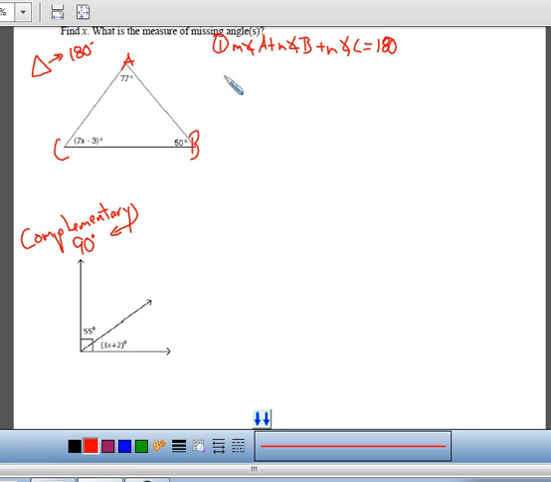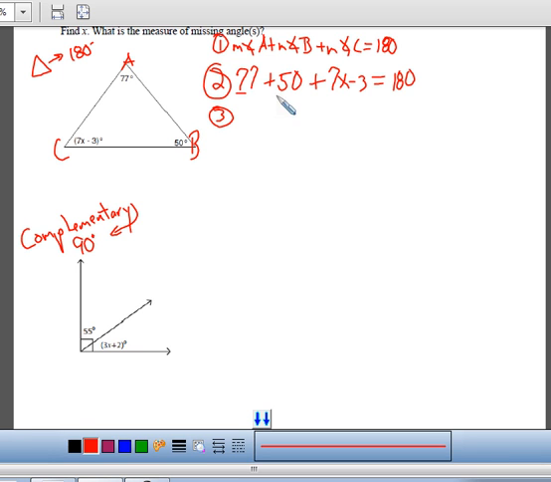And yes, as you become a master at this, you can skip the first step and go right to step 2 where you're plugging in the numbers. 77 plus 50 plus, and inside parentheses I have 7x minus 3. Now there's no numbers outside the parentheses, so I can actually get rid of the parentheses. I don't need them. If I had a number outside, I would have to do the distributive property first. Equals 180.